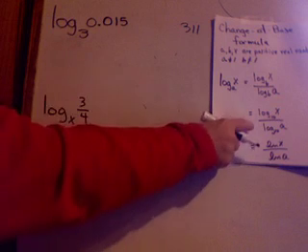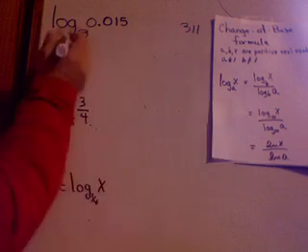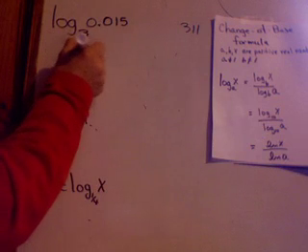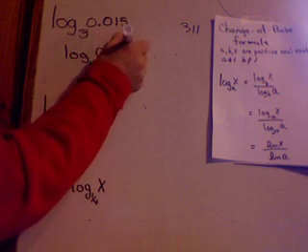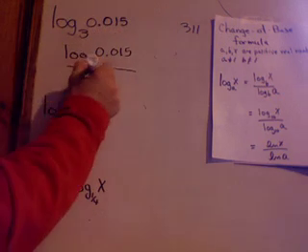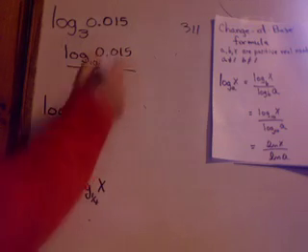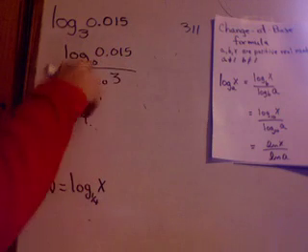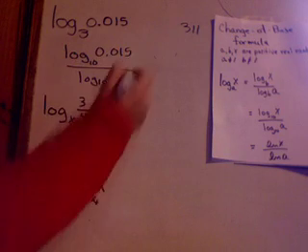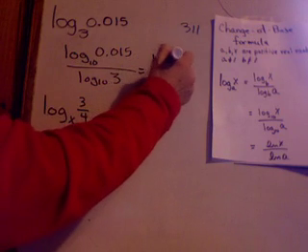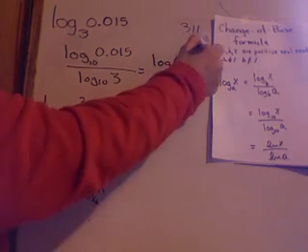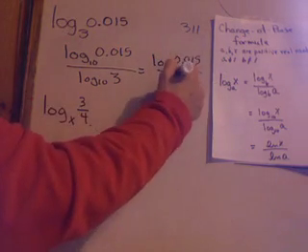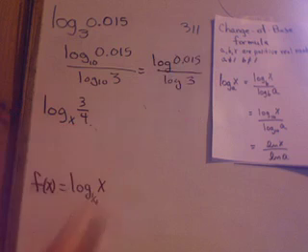So we're going to use this form here, so I'm going to make it a log base 10 of 0.015 over log base 10 of 3. Now often when logs are in base 10, we don't have to write the base 10, so you can just write this as log 0.015 over log 3. And your calculator will understand that that's in base 10.